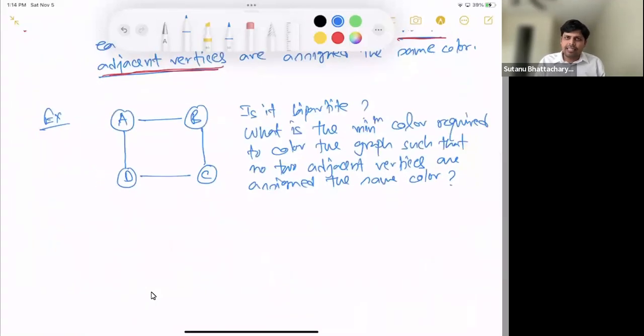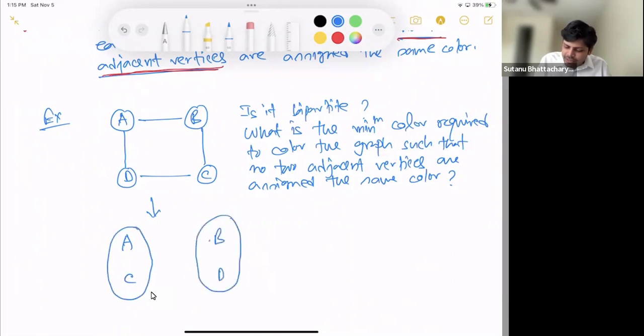So first, is it a bipartite graph? Bipartite means here there are four vertices A, B, C, D. Now we can divide these A, B, C, D into two sets such that two members of a single set don't have any in-between edges. Like here, we can convert this graph this way. Here, there is no edge in between A and C, and there is no edge in between B and D. So we can keep A and C in one set and B and D in another set. So this is A, C, B, D.